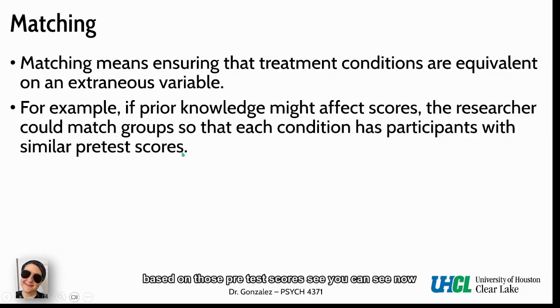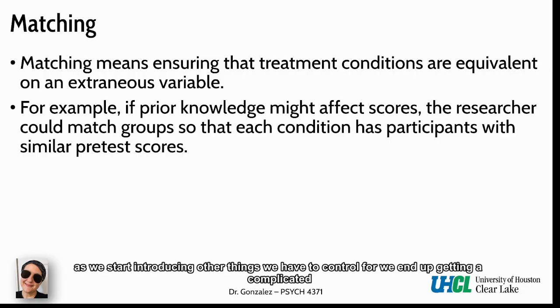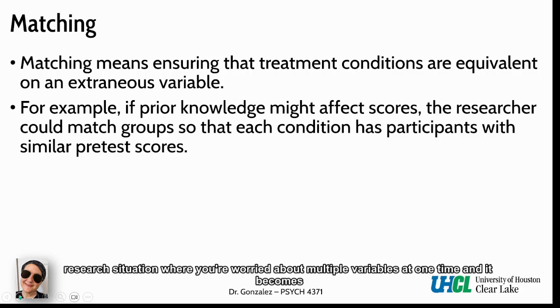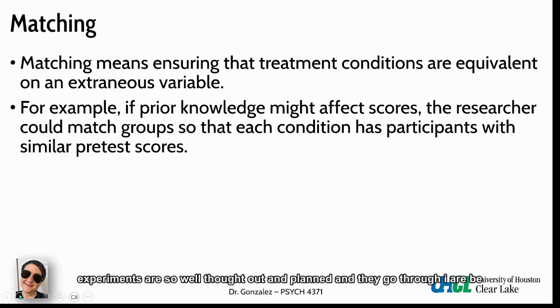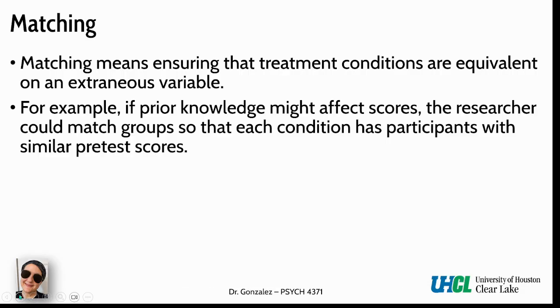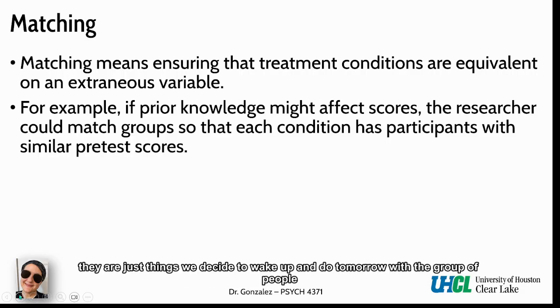So you can see now, as we start introducing other things we have to control for, we end up getting a complicated research situation where you're worried about multiple variables at one time, and it becomes really difficult. That's why experiments are so well thought out and planned, and they go through IRB, and they aren't just things we decide to wake up and do tomorrow with a group of people.